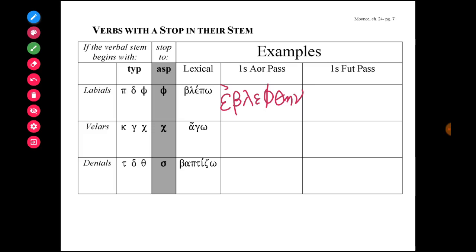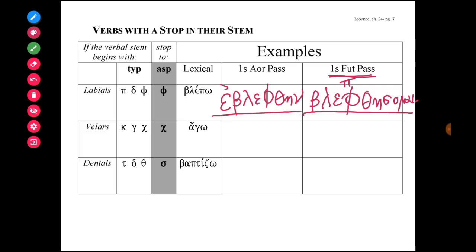And if I want to write the future passive form for blepō, no augment. Instead of the P, I'm going to aspirate it, so it's a phi, bleph, and then I'm going to add the tense formative plus the connecting vowel and the primary middle suffixes, and then this would be blephthēsomai, I will be seen. So eblephthēn, I was seen, blephthēsomai, I will be seen.